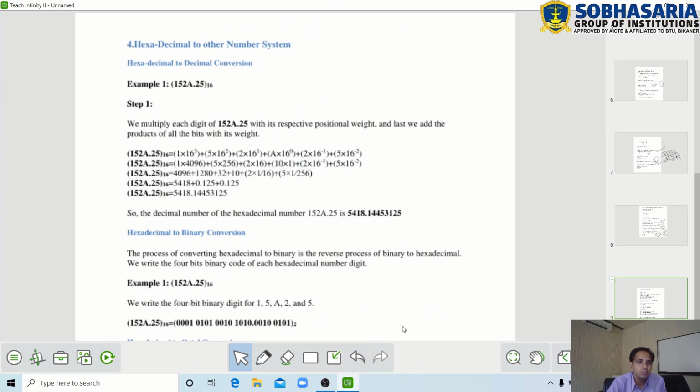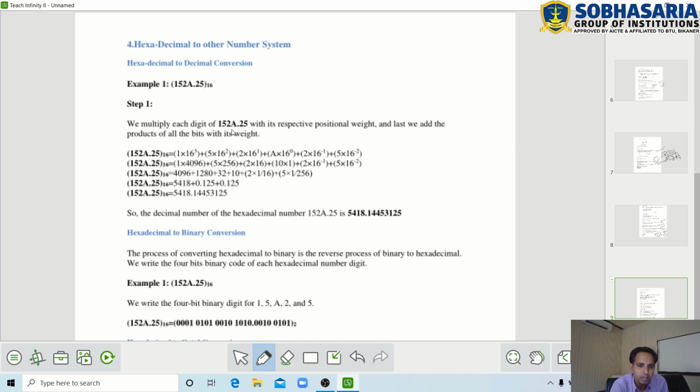Okay, our last topic is the hexadecimal to other number systems. Now we convert the hexadecimal into decimal. So here we take the example 152A.25 in base 16. The step is: we multiply each digit of 152A.25 with its respective positional weight, and at last we add all these products.